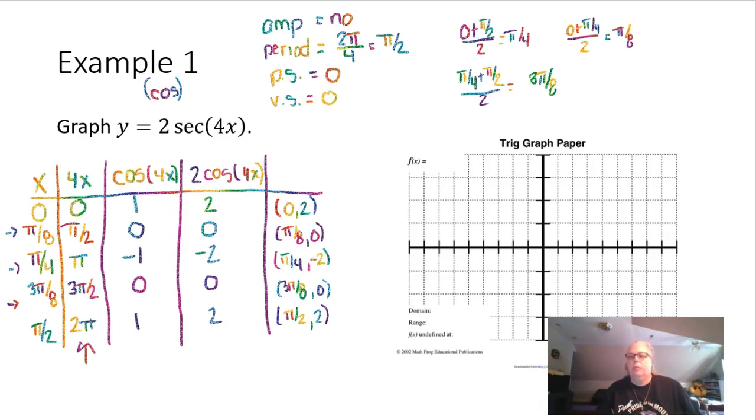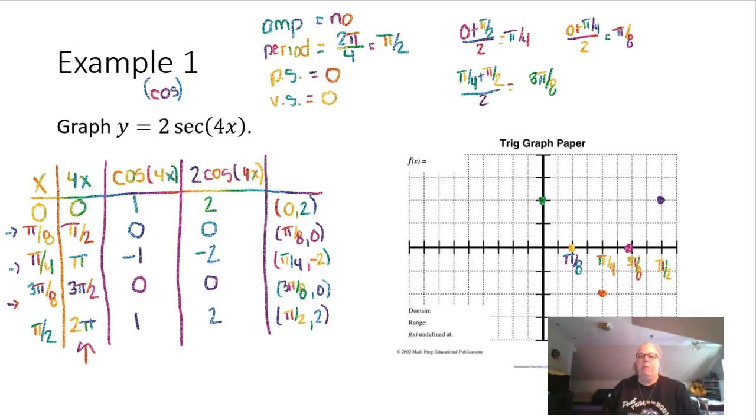Alright, so I'm going to make this one pi over 8, pi over 4, 3 pi over 8, and then pi over 2. I have a point at 0, 2, pi over 8 and 0, pi over 4 and negative 2, 3 pi over 8 and 0, and pi over 2 and positive 2.